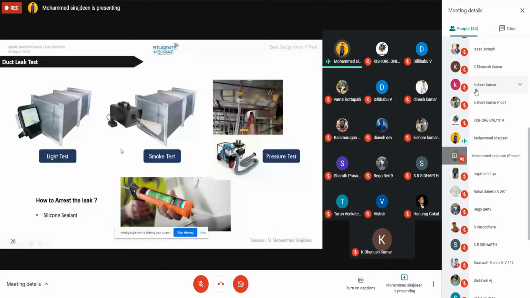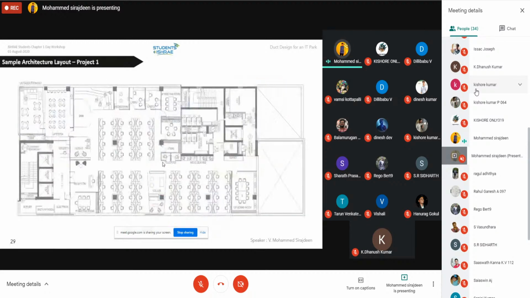Now we have identified the leakages using this method. Then how can we arrest the leakages? By using a silicon sealant. Generally it is used on walls, windows, and many other places. So this kind of sealant is used for arresting the leakages.